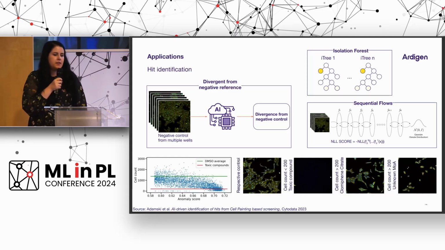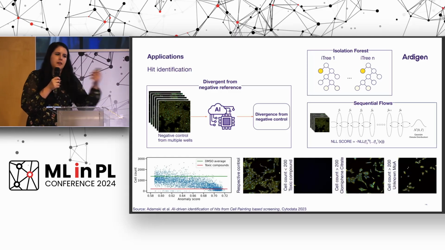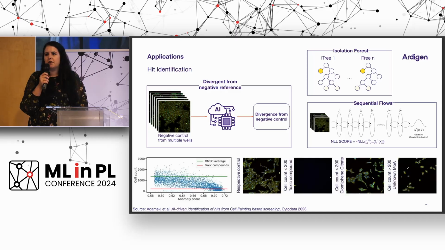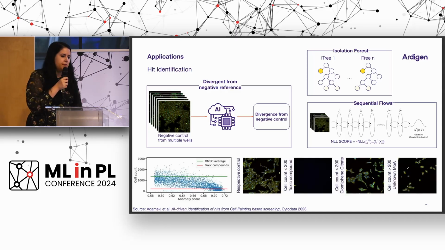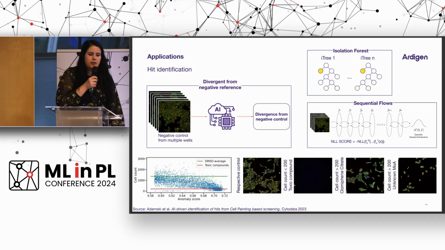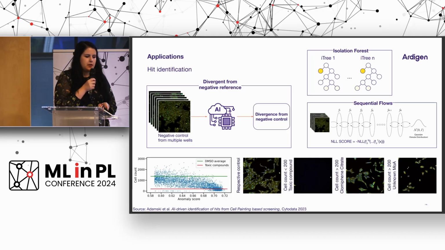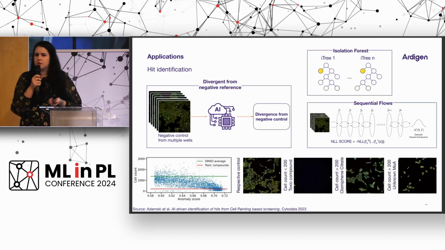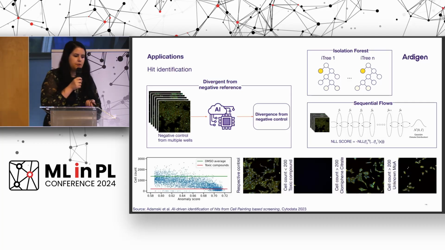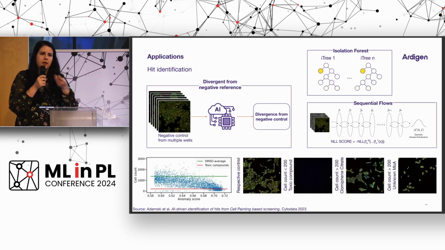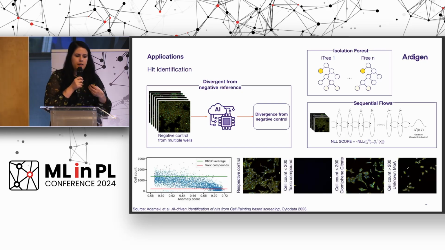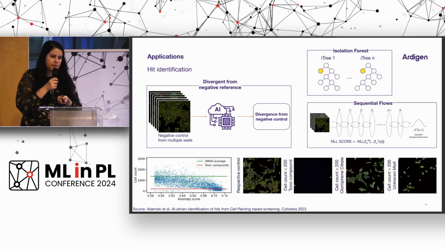First of all, we can identify hits, so we can start at the very beginning and find compounds that are actually doing something. This can be done by, first of all, training on the negative controls. Negative controls are where we didn't do anything to the cell. It's in its basic state, and we can train models to learn how this neutral state looks, and then it picks up anything that is different from the neutral state.